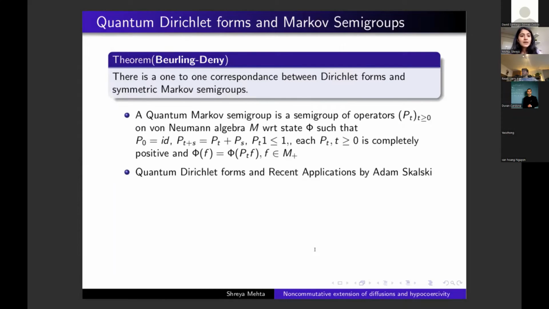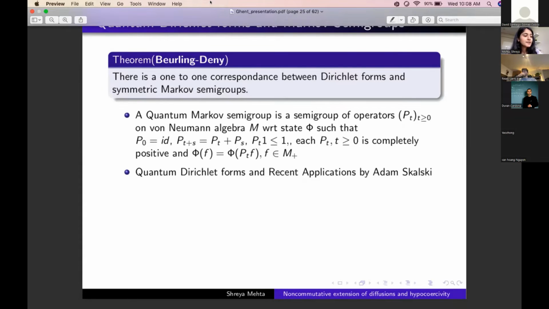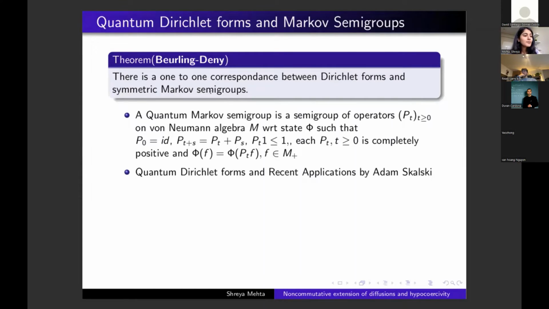So as Yao discussed the Beurling-Deny theorem earlier, it is a one-to-one correspondence between the Dirichlet forms and the symmetric Markov semigroups. And the idea of studying the classical operator semigroups comes from the desire to study the physical evolutions which are in some sense time invariant. That is, what happens in the system between time t and t plus s usually depends only on the time distance s. So in probability, it's called the Markov property.